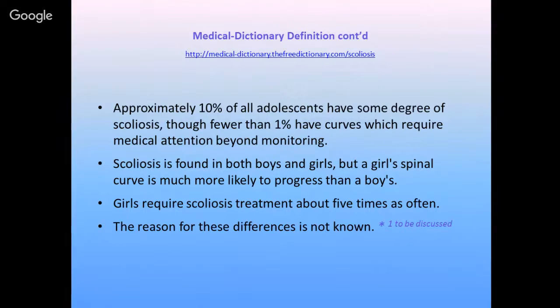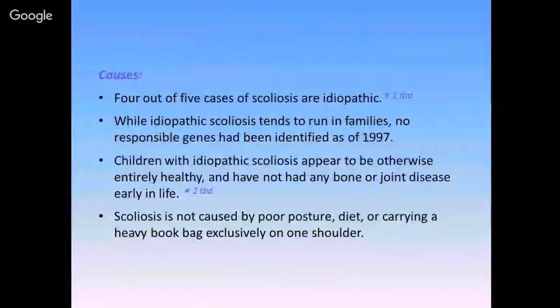So I put a little highlight because from a holistic structural alignment yoga therapy perspective, or just structural alignment therapy, because I have both for yoga or manual practitioners, we're going to discuss that from that perspective later. So the medical perspective causes: 4 out of 5 cases of scoliosis are idiopathic. We'll talk about the holistic SAYT perspective later.